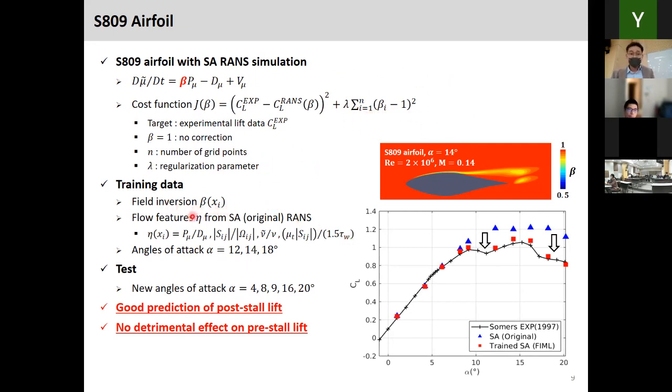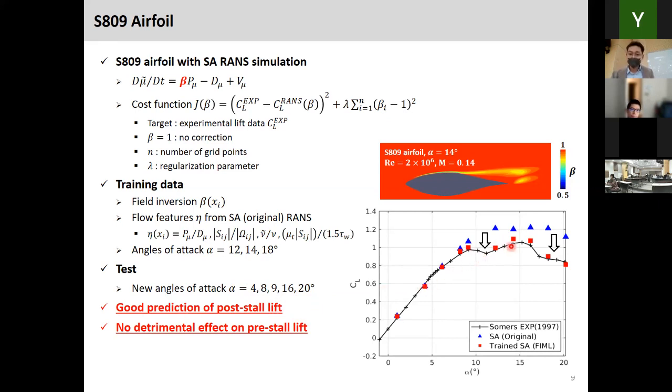And so basically the training data is simply the field inversion data, so that we have this data distribution in the space. And we also have this flow features distribution in the space as well from the initial SA RANS calculation. And we picked these three angles, 12, 14, and 18 degrees, for the training data set. And then we tested at different angles of attack. 4, 8, 9 are small angles before the stall, and 16 and 20 degrees are beyond the stall angle.